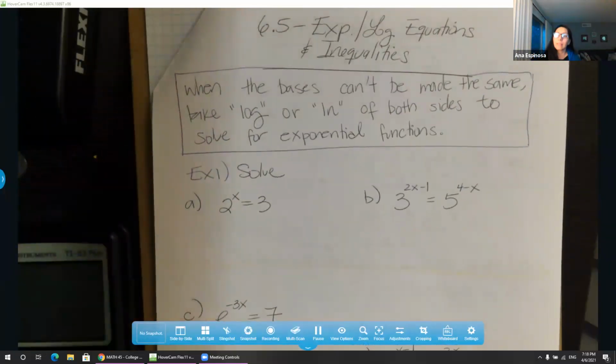Right. These are the last two sections of chapter 6, unit 6. It's going to do with solving exponents and log functions. 6.5 is exponential equations, and 6.6 will be log equations. So we'll see how that works. Everything now is going to be put together.